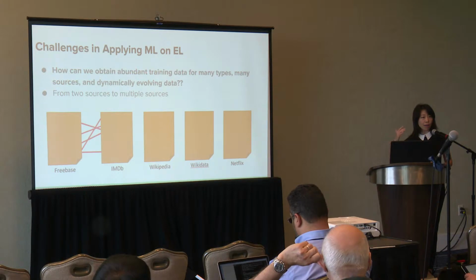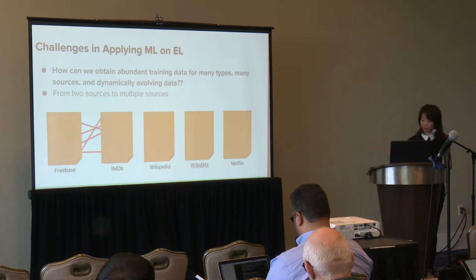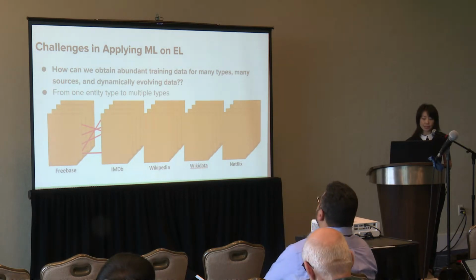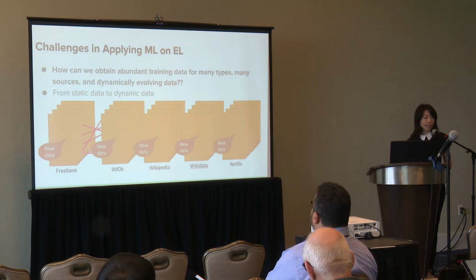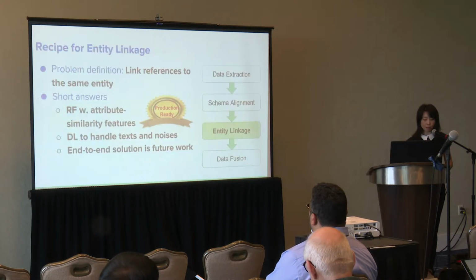So far we have seen these techniques, and some of them seem to be fairly mature. However, we have been talking about 2 sources and 1 type, using a lot of training labels to train the model. In general, we could have multiple different data sources, we can have multiple different types, and we can have the data changing over time. So how can we obtain abundant training data for all of this big complexity? That's the big problem to study in the future.